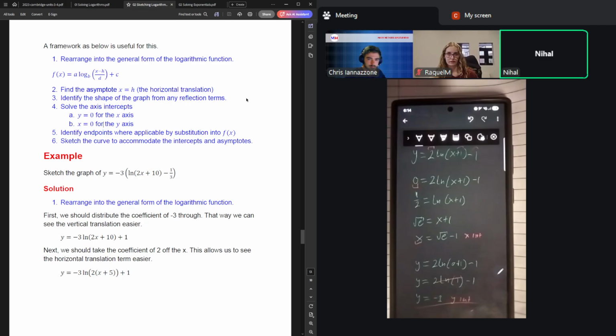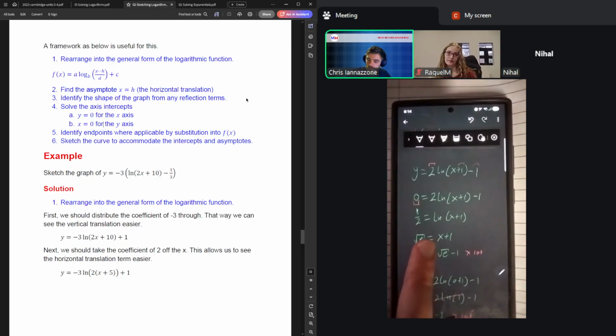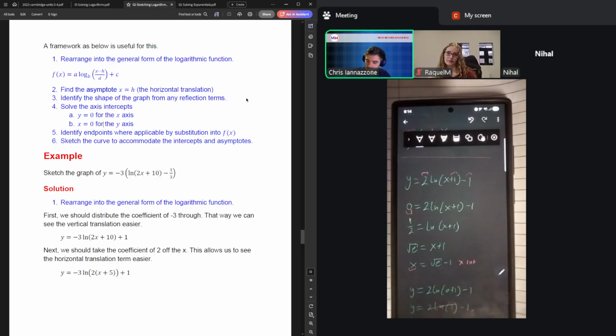Do we need to find the vertical asymptote? Yeah, we're looking for that asymptote. How are we going to grab that? We look at the translation. That's it. So based on the translation, what's our asymptote going to be? Is it -1? It's going to be -1.